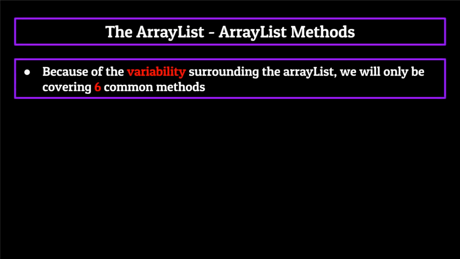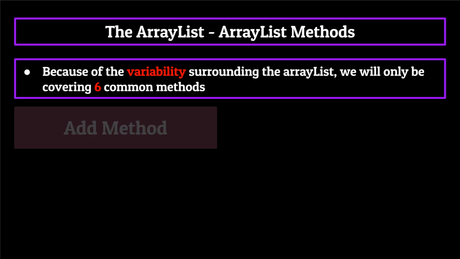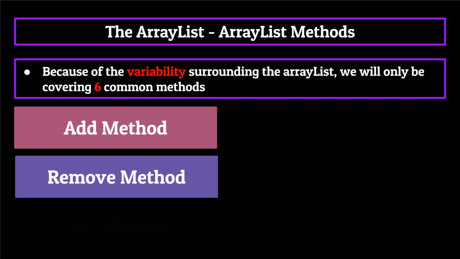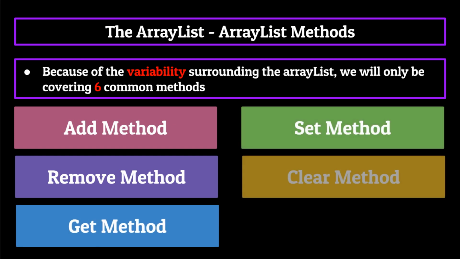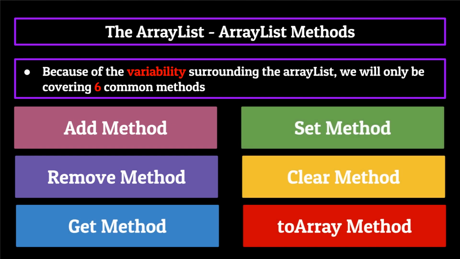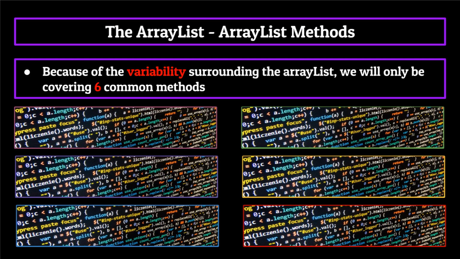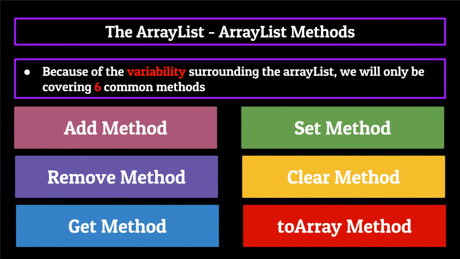Because of the variability surrounding the ArrayList amongst languages, in this series we're simply going to be covering 6 of the most common methods that are both useful and can be found in 99% of the ArrayList classes. These 6 methods are the add method, the remove method, the get and set methods, the clear method, and the toArray method. This may look like a lot, but remember, all of these are pre-programmed for you, and so you don't have to make them all by hand. All you have to do is call them on a pre-made ArrayList and you're set to go.